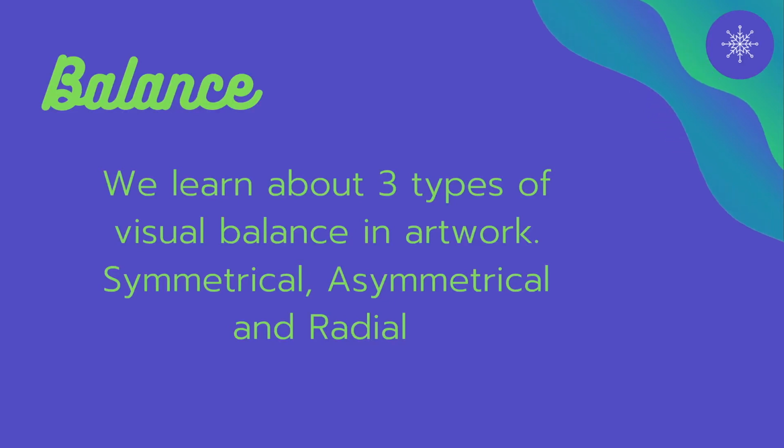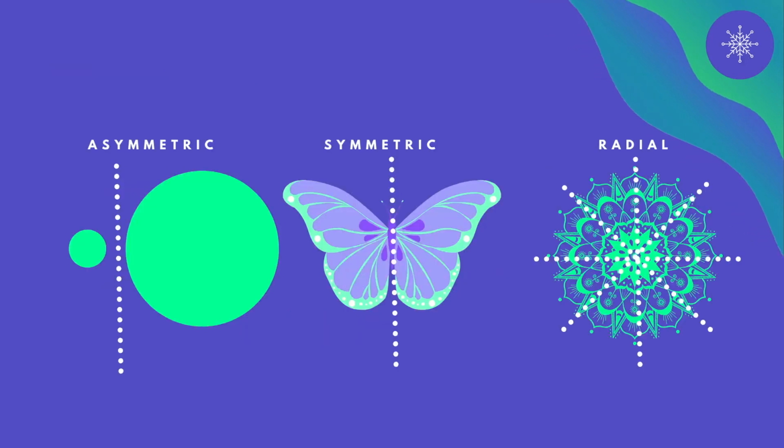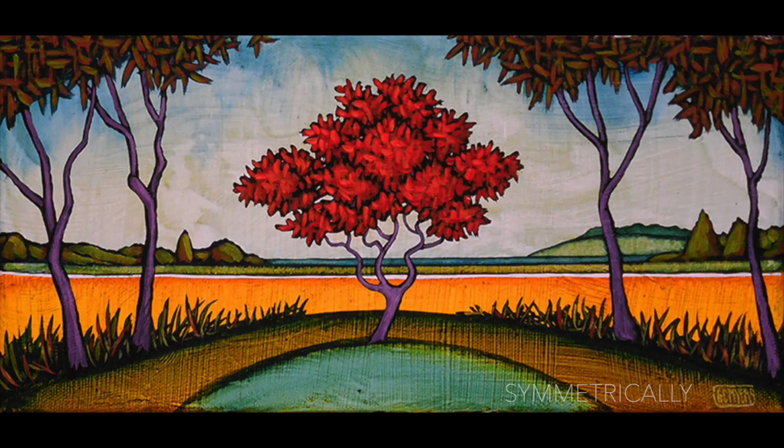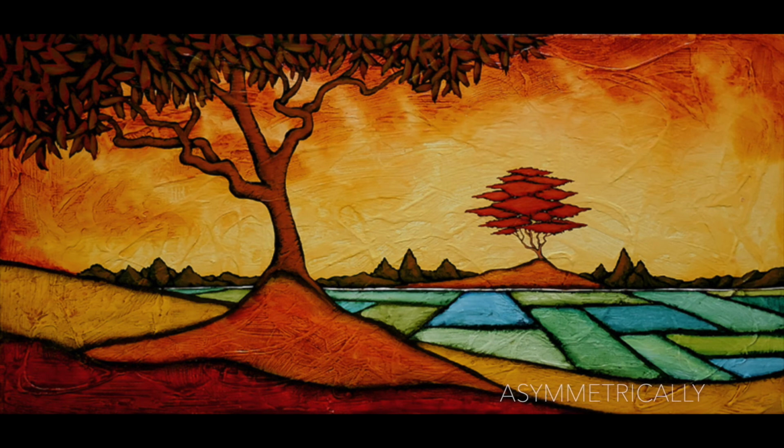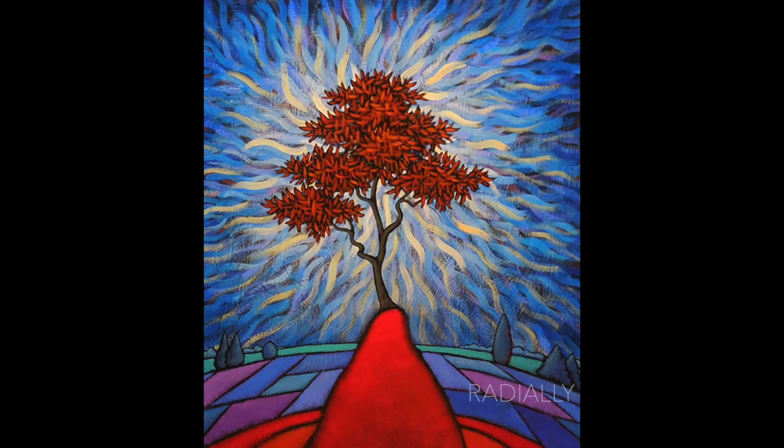Balance. We learn about 3 types of visual balance in artwork: symmetrical, asymmetrical, and radial. Balance is created in our artworks by using the art elements of line, shape, and color. An artwork can be balanced symmetrical, that's where both sides are the same, asymmetrical, where each side is different but there's an equal use of space, or radially, where the artwork starts in the middle or the center of the page and moves outwards to the edge of the canvas.